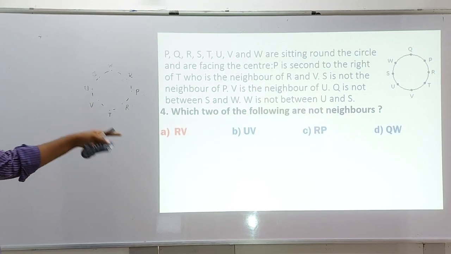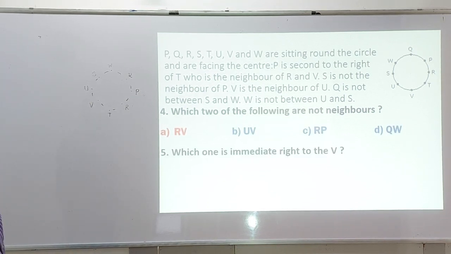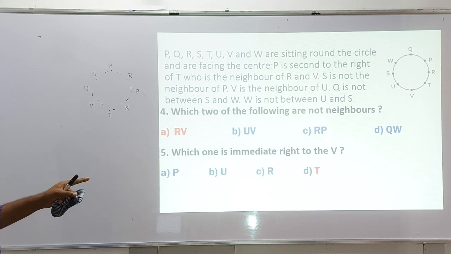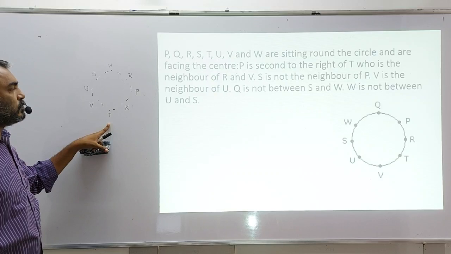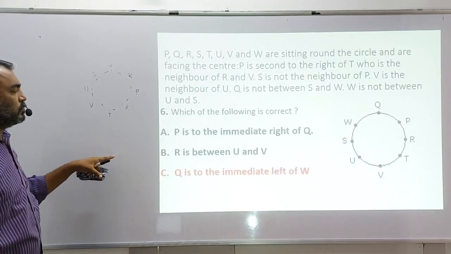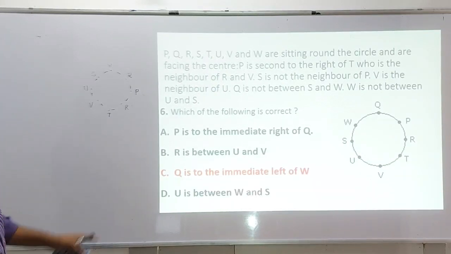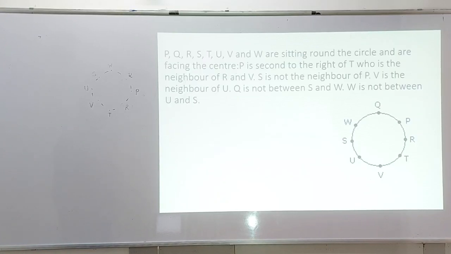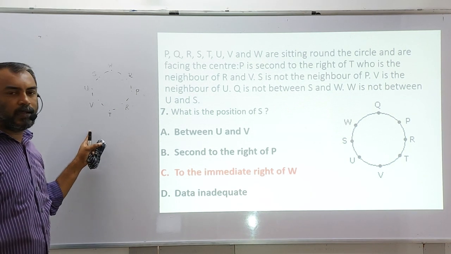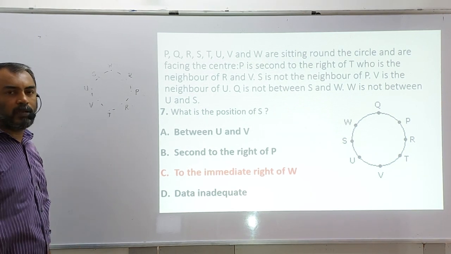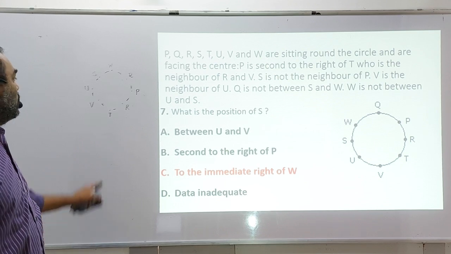So RV, we got the answer A, not the neighbors. Immediate right of V is T, the correct answer. Q to the immediate right of W, our correct answer. And the fourth one, to the immediate right of W. So once you get the diagram correctly, you will get your answer very easily. But you see what I did here?